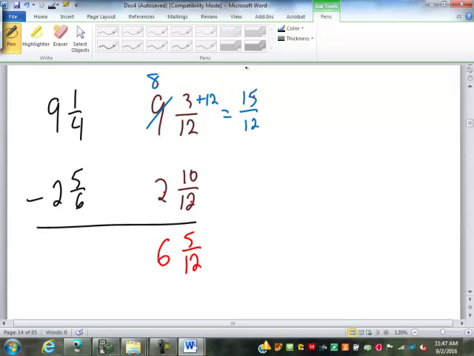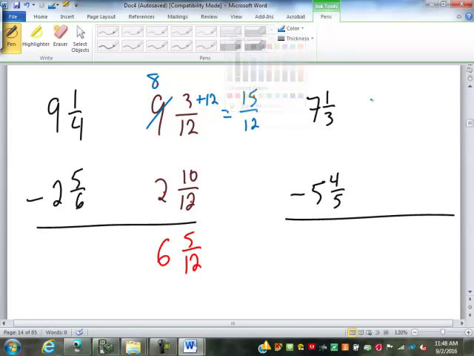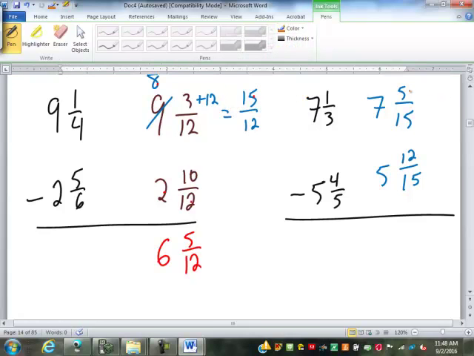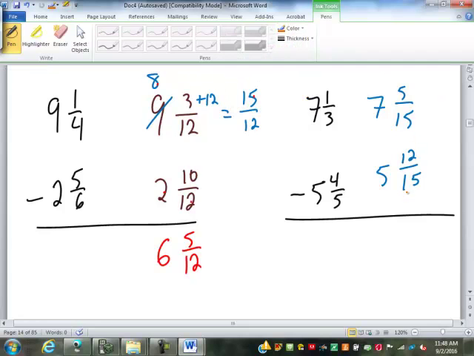We'll do one more example, since borrowing tends to trip people up. So let's say that we have 7 1/3 minus 5 4/5. What's our common denominator? 15. This will be 5 and this will be 12. So again, we go to subtract. 5/15 minus 12/15 is an issue. Borrow from the 7 to make it a 6. What do we do to our fraction?